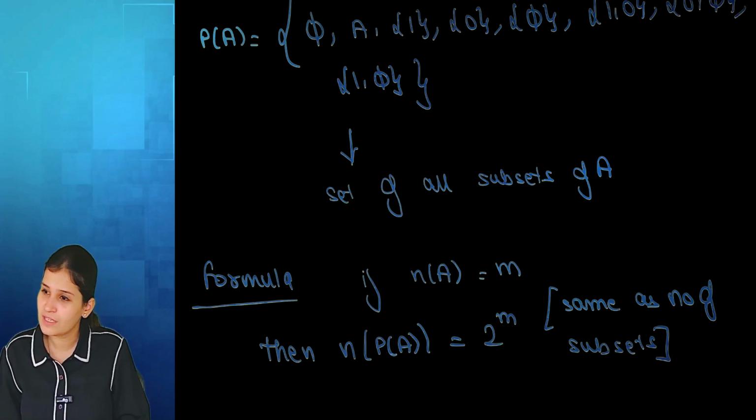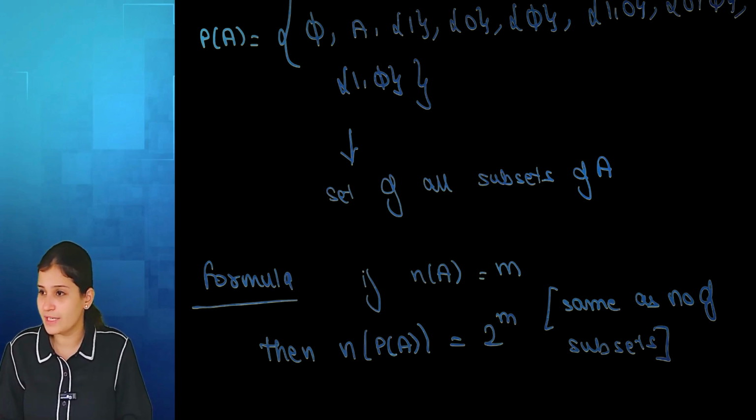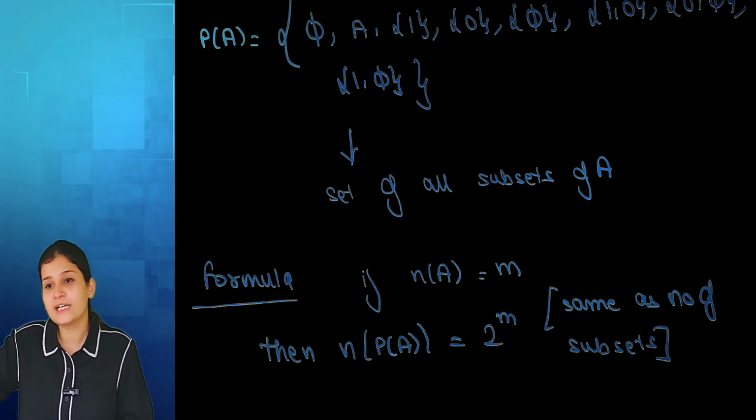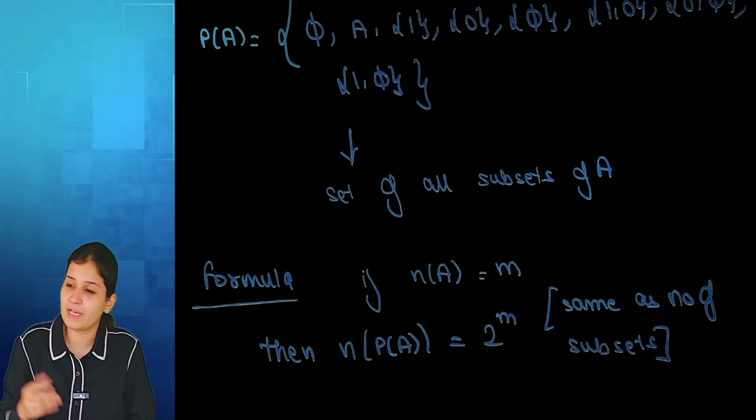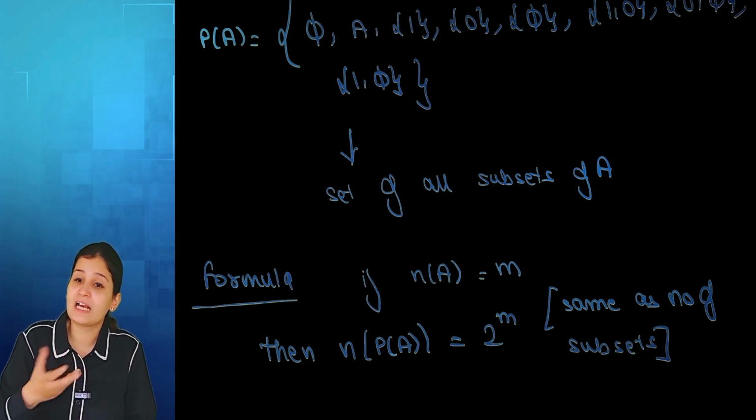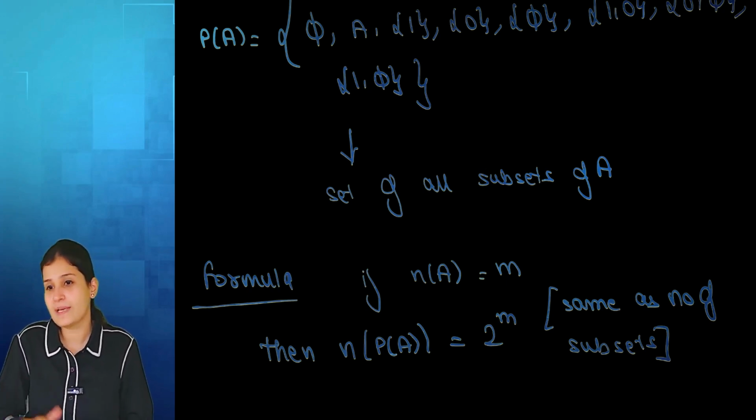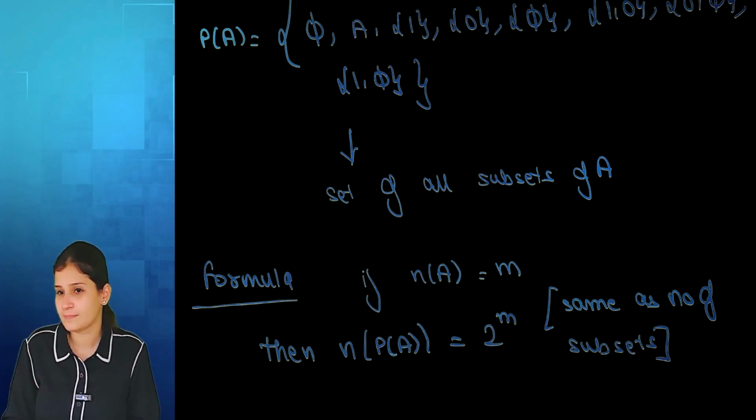16. So if a set has 5 elements, how many subsets will it have? 2 to the power 5, 32. Those 32 will go inside the power set and become its elements. So the power set will have how many elements? 32. Same as the number of subsets.